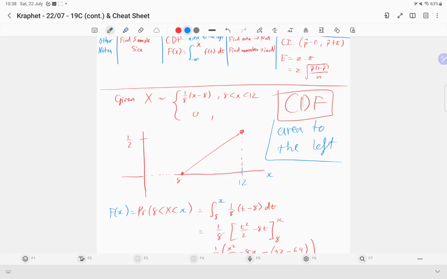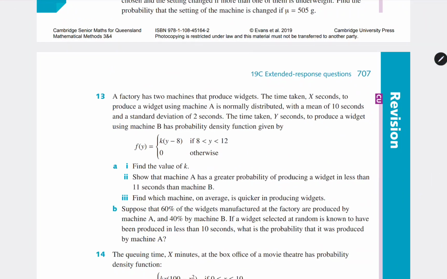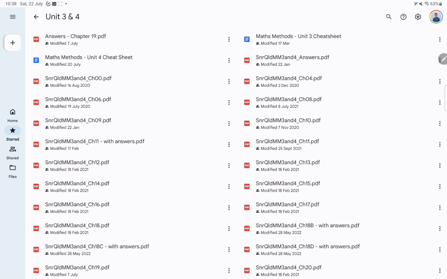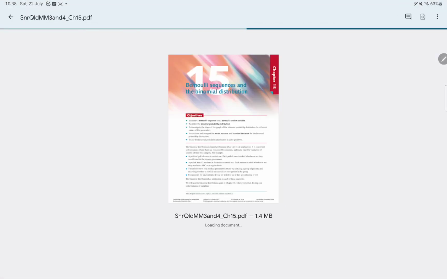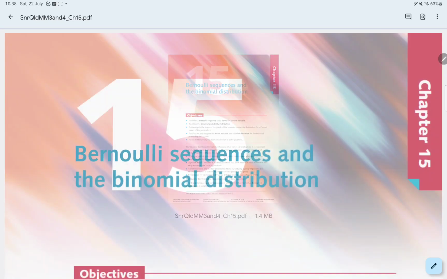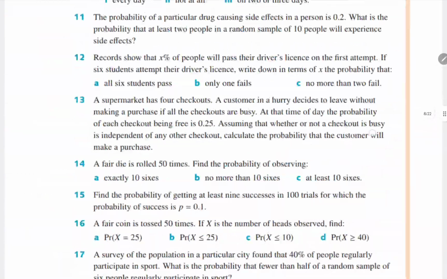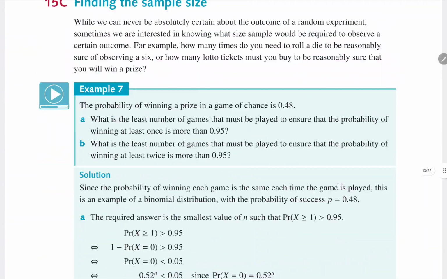Can you talk about like finding the sample size? The sample size? I think I may remember, but I don't remember like exactly. That's from a chapter way before, and that was 15C, I think, finding sample size. Here, this one.